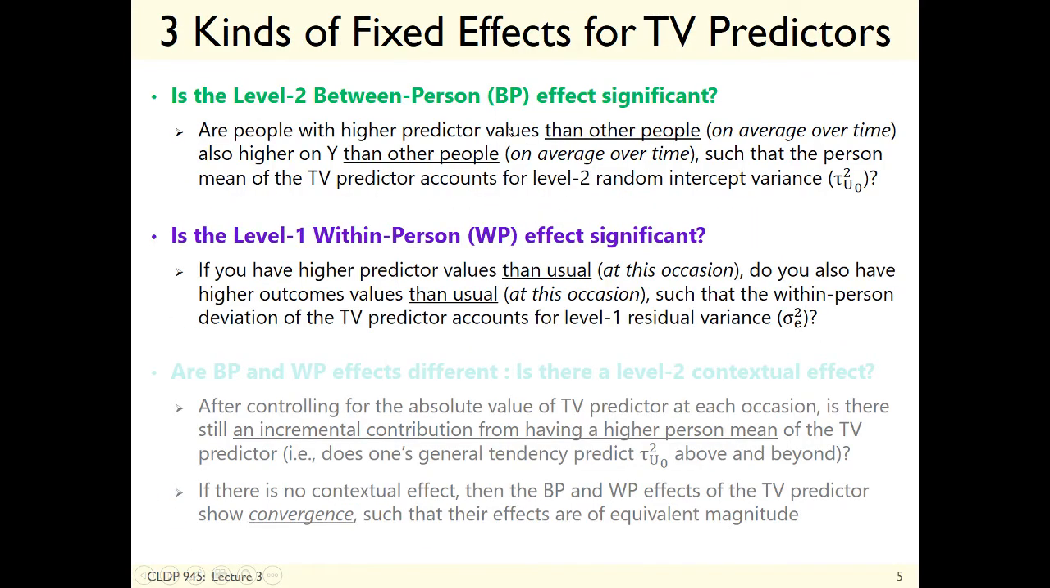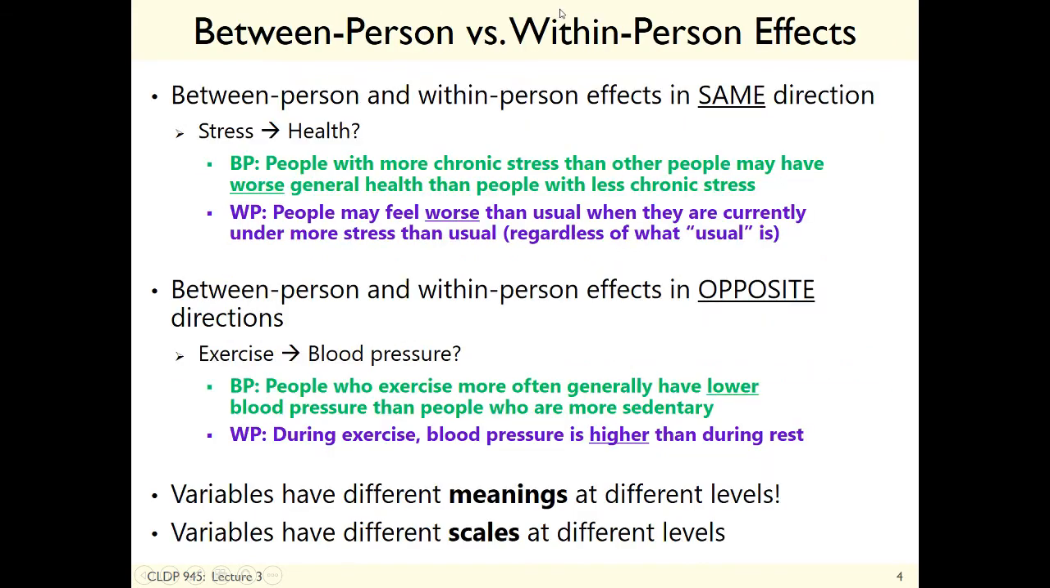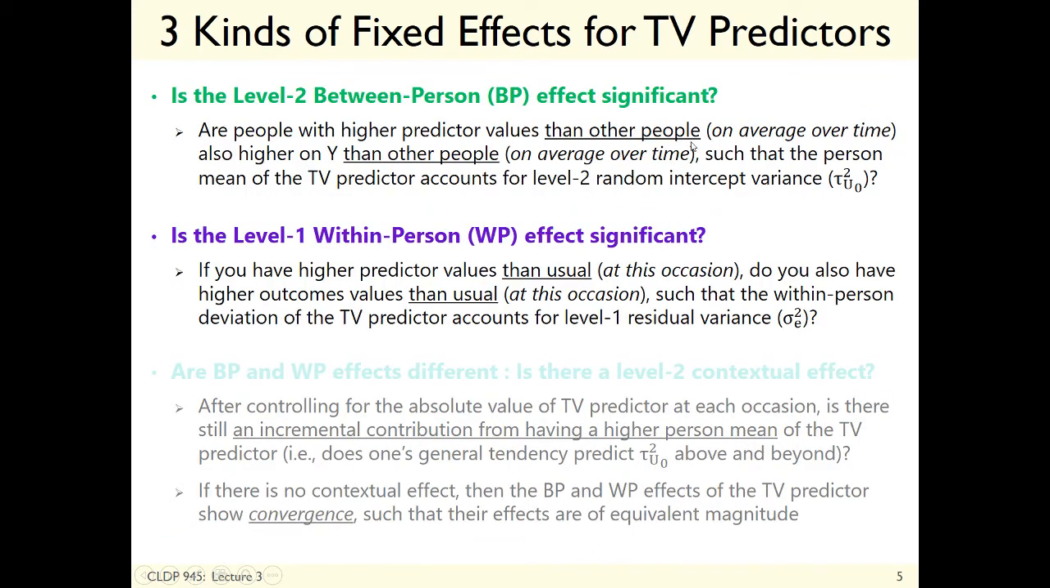So we started with an example just looking at between effects and within effects last time. The idea that if you have more of your predictor than other people, you may have more of your outcome. If you have more than usual of your predictor, then you may have more than usual of your outcome at that same occasion, or perhaps at a lagged occasion, however you want to set it up. But these are two different ways that the variables can be associated over time. One is on average, cross-sectionally, and the other is at a particular occasion, longitudinally.